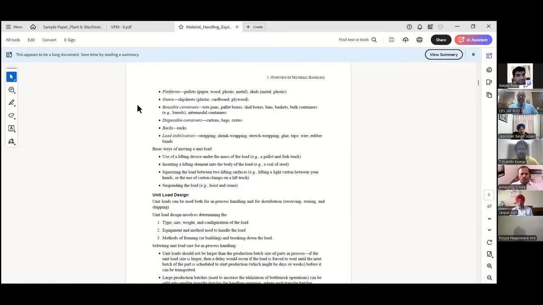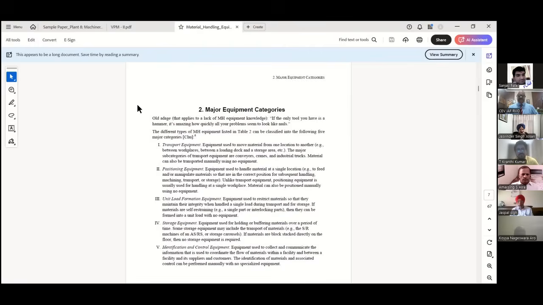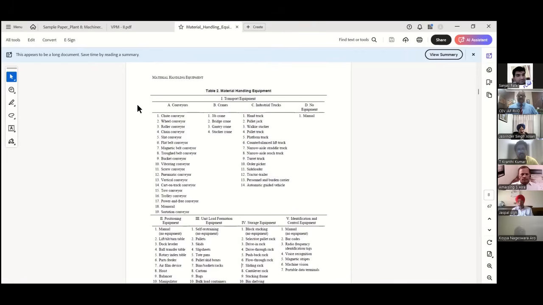We can say conveyors. Under the conveyors, we again find different types of conveyor. That may be a chute conveyor, wheel conveyor, roller conveyor, chain conveyor, slat conveyor, flatbed conveyor, magnetic belt conveyor, bucket conveyor, vibrating conveyor, screw conveyor, pneumatic conveyor, vertical conveyor, and many more. So according to the applications, your conveyor systems are selected. Industry to industry, these conveyor systems are selected based on their applications.